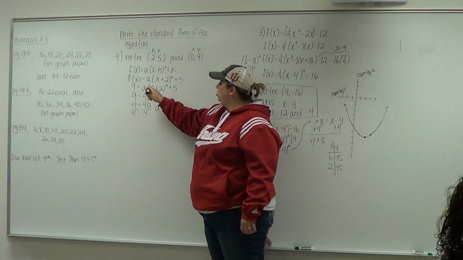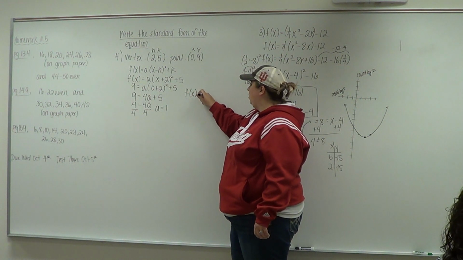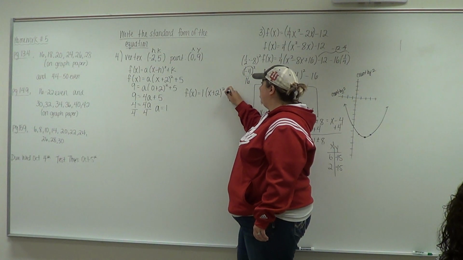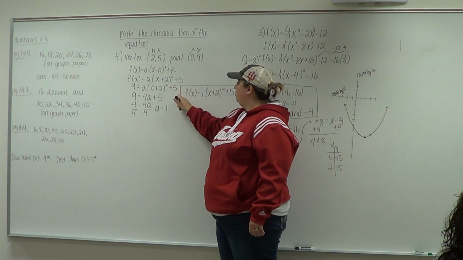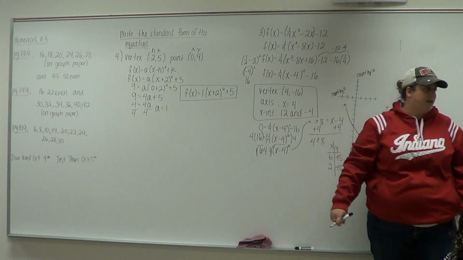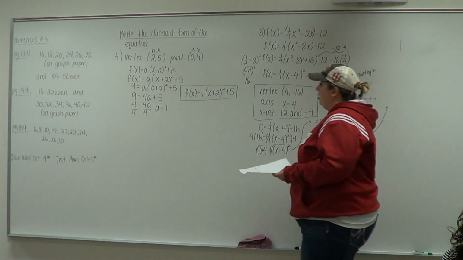So you already have your equation. All you do now is you take your a and you plug that in. So it'd be 1 times x plus 2 squared plus 5. Which I think is way easier than graphing. Alright, let's do one more example. And then I'll be done.